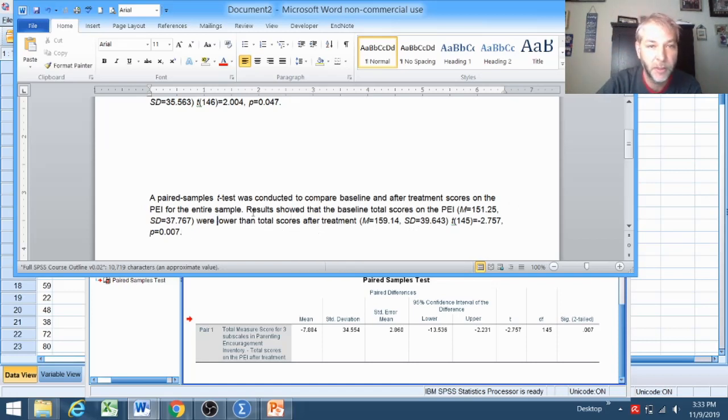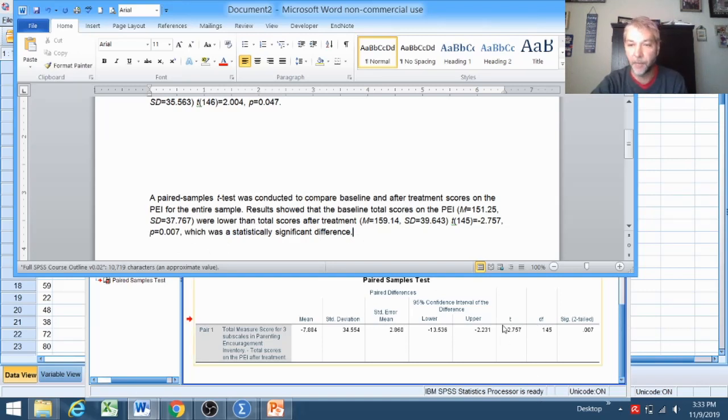And we could even write in here, which was a statistically significant. We could even write that in there just to be very explicit. The results showed that the baseline total scores on the PEI were lower than total scores after treatment, which was a statistically significant difference. And that's how we indicate the difference there.